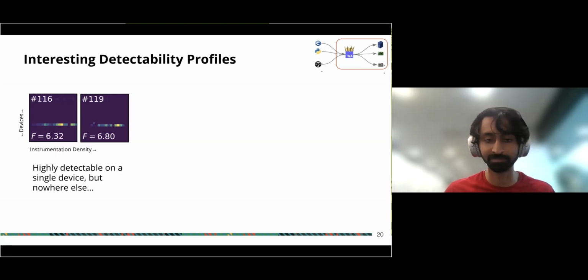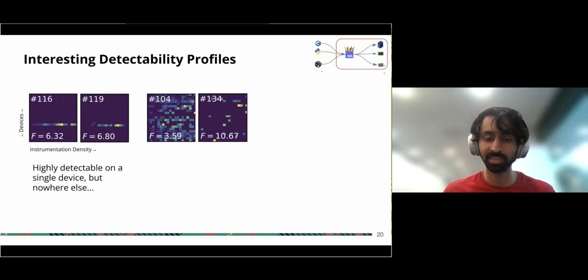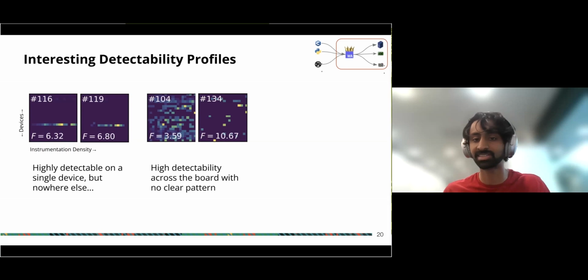Then you have things like the one in the middle, where there's really no pattern. There is high detectability. Like the one on the left, it can be detected at a lot of various different points, but there's no clear pattern in terms of how the observability relates to this. Again, if you fuzz with instrumentation and platform, you have a higher likelihood of hitting one of these high detectability areas and actually finding these bugs.